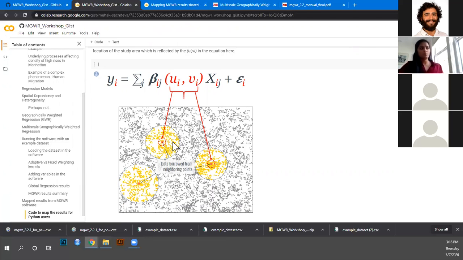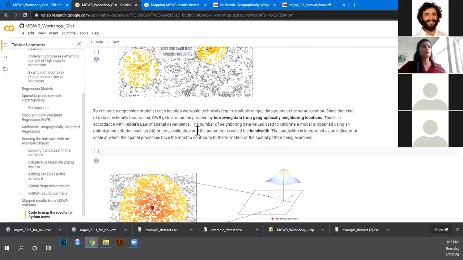Then the red point would probably shift here, and then it would draw another circle, and take those data points and calibrate a model again. And that it would do for each and every data point across the study region. Now, how it chooses how many points, or what the distance of this radius is, is through optimization algorithms such as AICc or cross-validation.